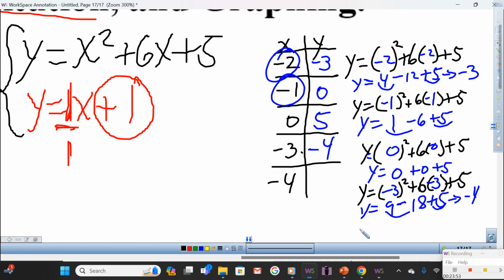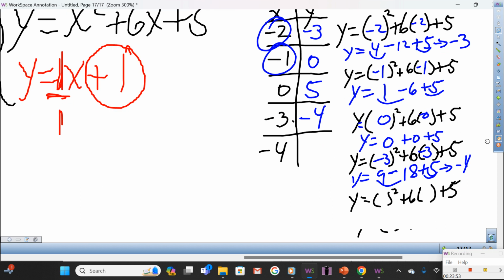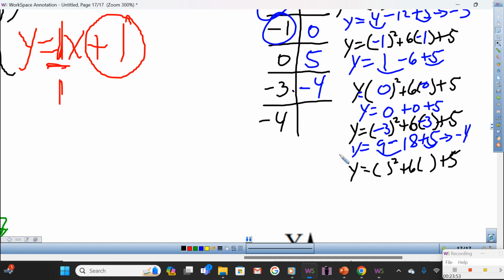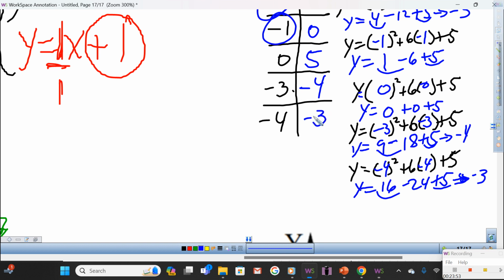And the last but not least, y equals parentheses squared plus 6 parentheses plus 5. Let me move this up a bit. And my next value is negative 4. So y equals 16 minus 24 plus 5. What is 16 plus 5? 21 minus 24, that's negative 3. Yes? All right, let's plot those points.